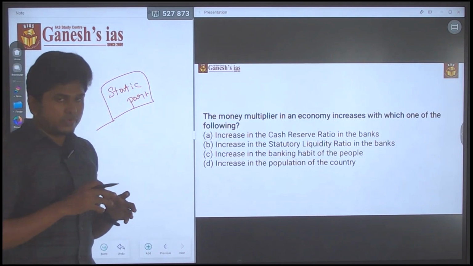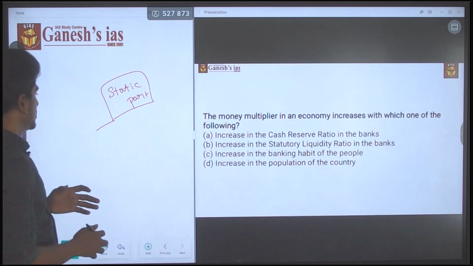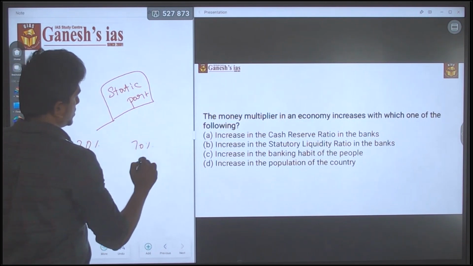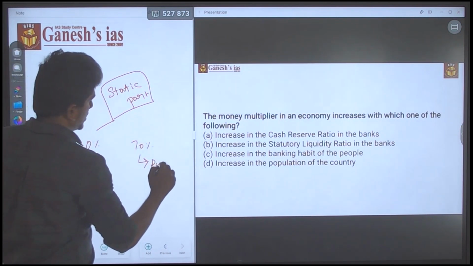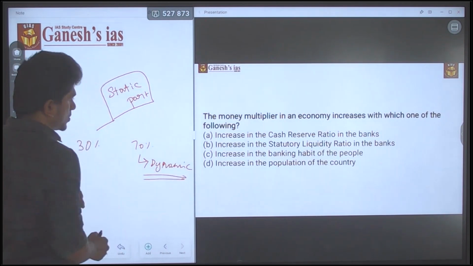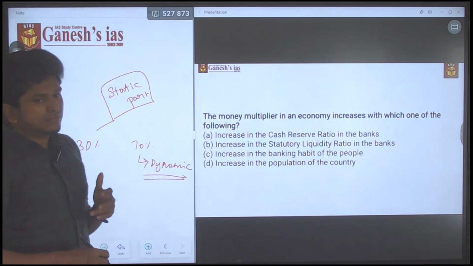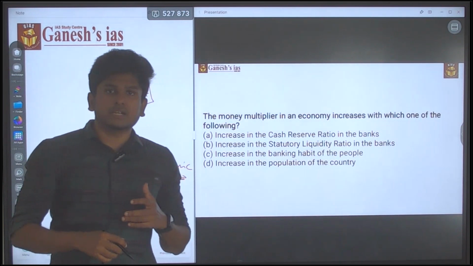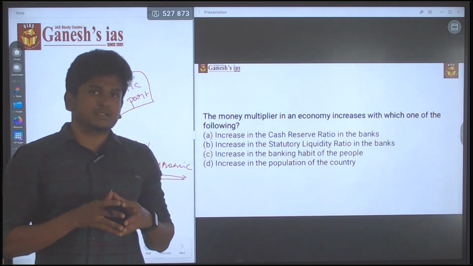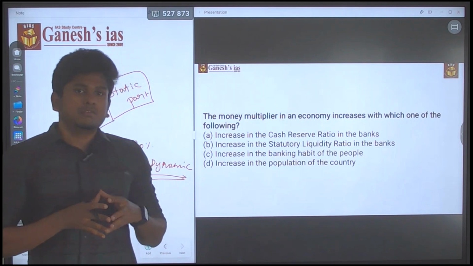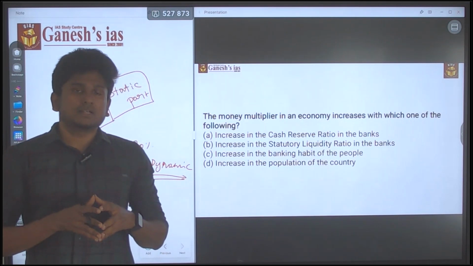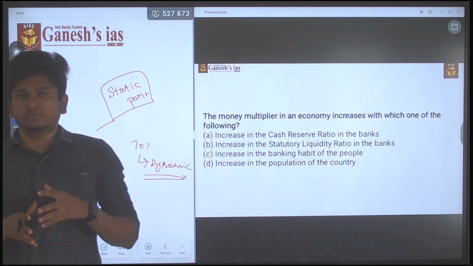Usually the question paper will be balanced, with 30% from the static part and 70% from the dynamic part, which is nothing but the current affairs part. The 30% static part is from your basic ideas of what is economy, what is money multiplier, what is GDP. They will make questions from that also.